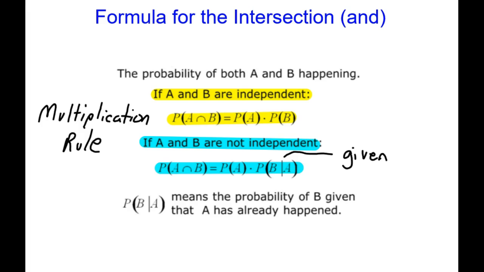Sometimes the formula for the intersection of two events is referred to as the multiplication rule because when we look at the formulas, we're multiplying those two probabilities together.